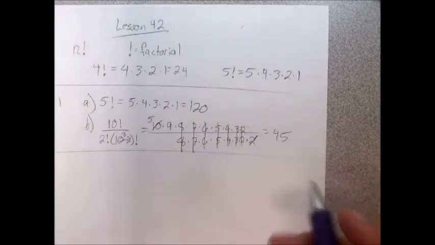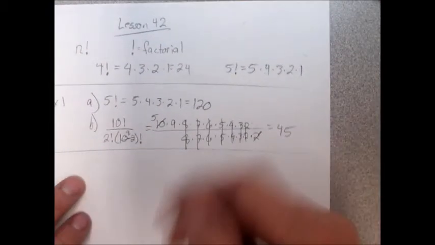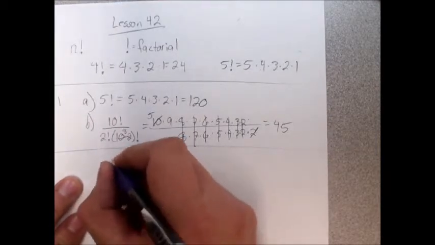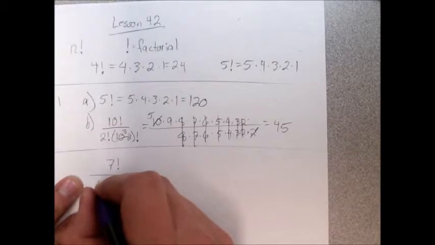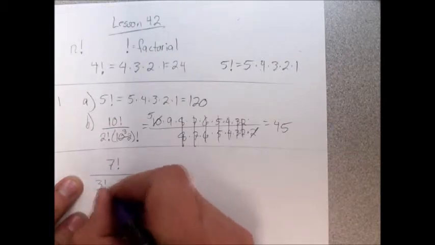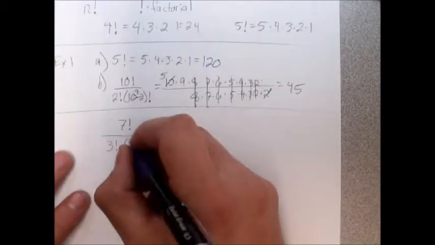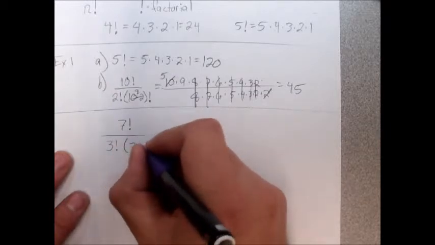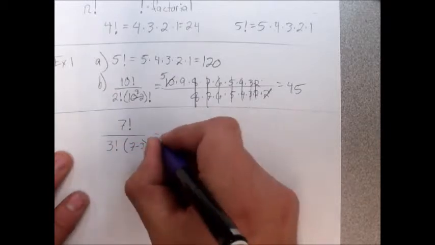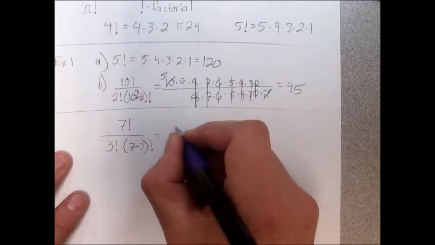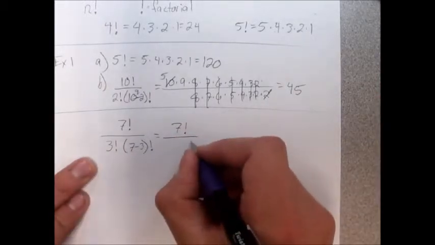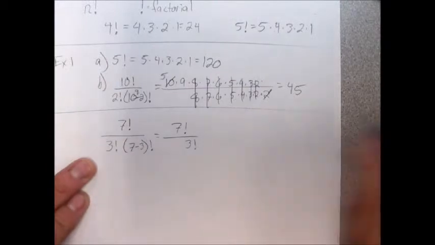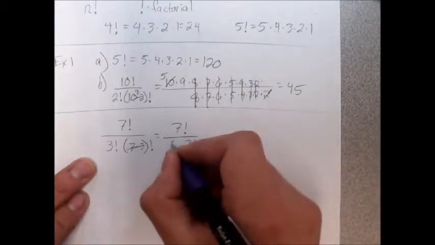I'm going to give you another example, a smaller one though. If we had 7 factorial over, let's say, 3 factorial with a parenthesis of 7 minus 3 factorial. If it looked like this, I want to show you what it would look like if I did this the easier way. I still have 3 factorial here, I'm going to leave that at the end. 7 minus 3 is 4 factorial.